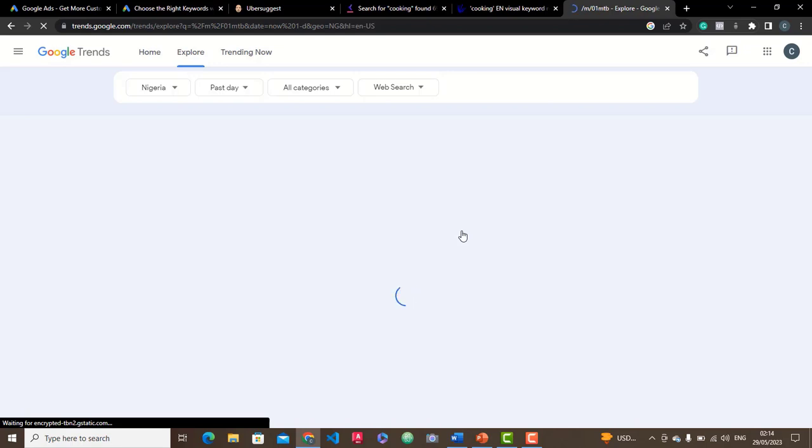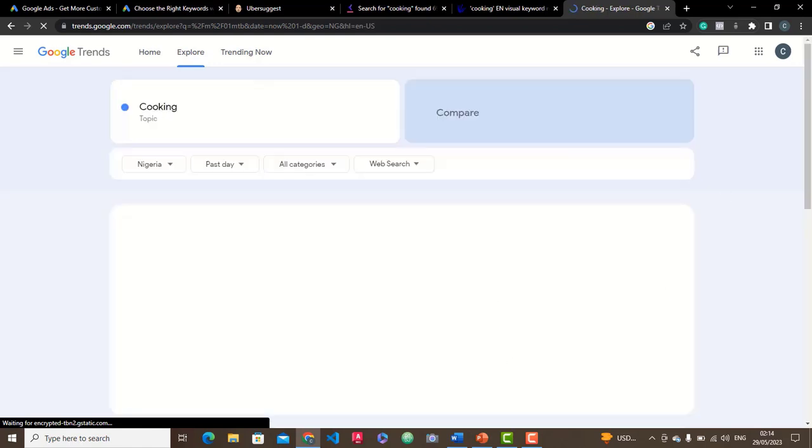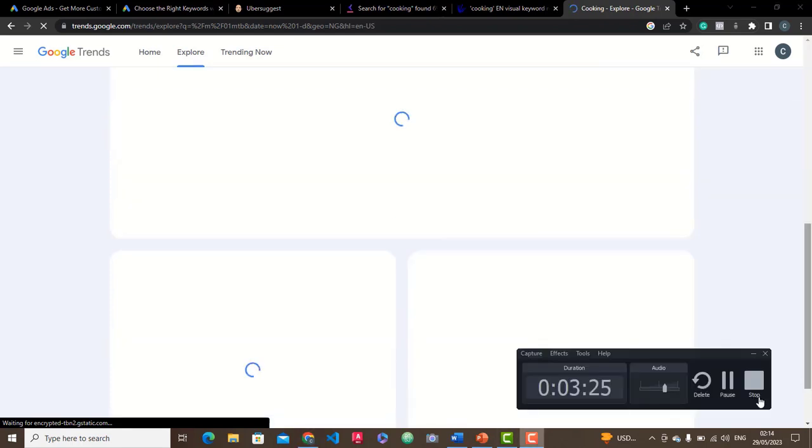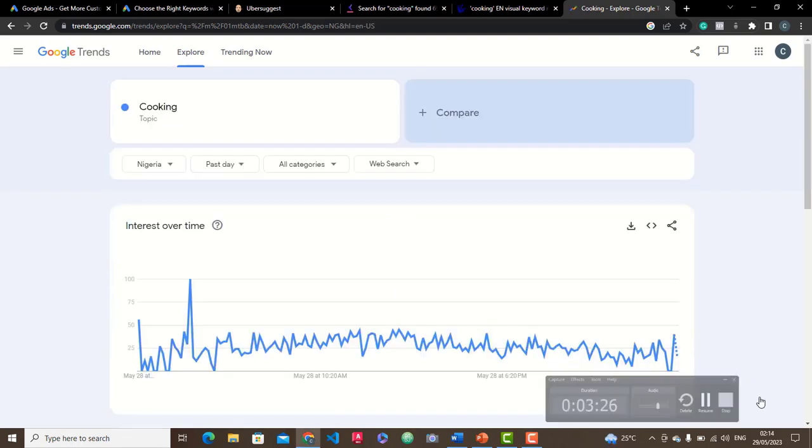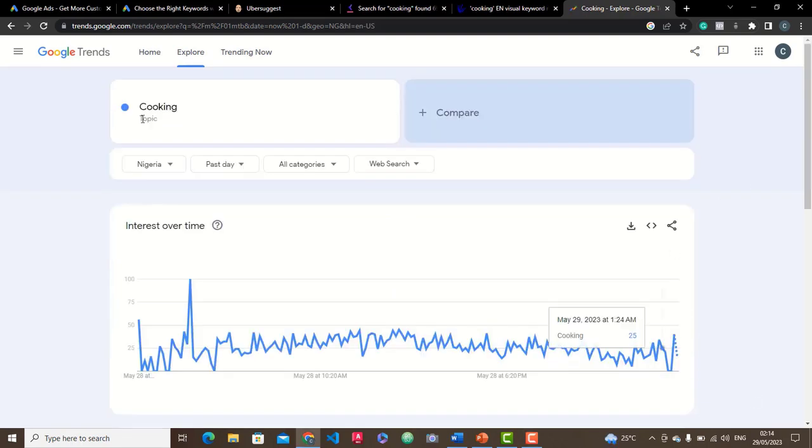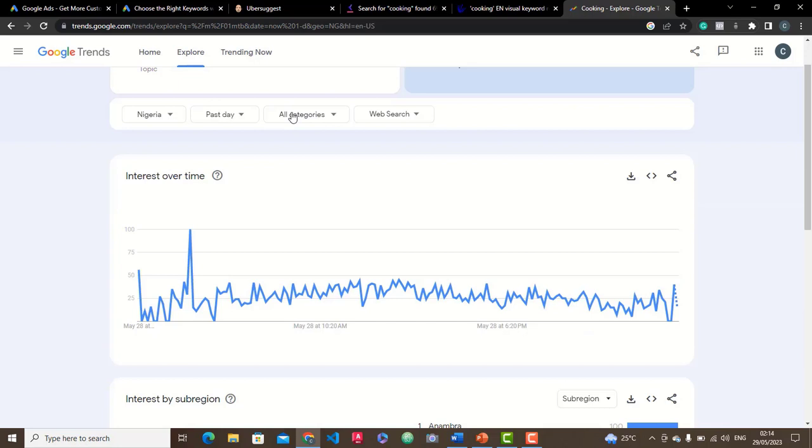The next tool I'm going to be talking about here is, okay, let me just allow this Google Trends page to load so that you can see what I'm talking about. So this is the interest over time on cooking in the past day, all categories, and web search. This is the interest of people that are interested in cooking right now. This is the chart. This was a time when there was interest in cooking, when Nigeria was trying to break a Guinness record. So people were interested in cooking and were going on the internet to search. So you can see the rank on the search of cooking.